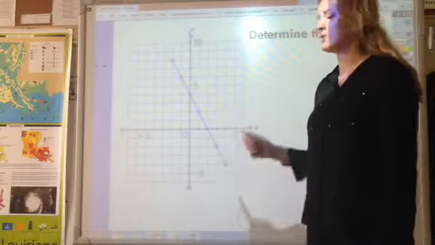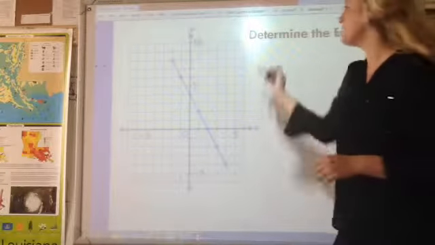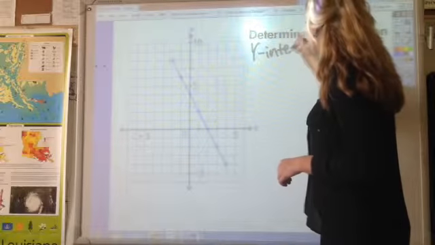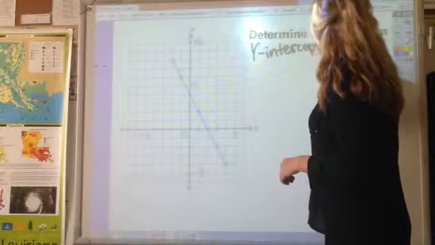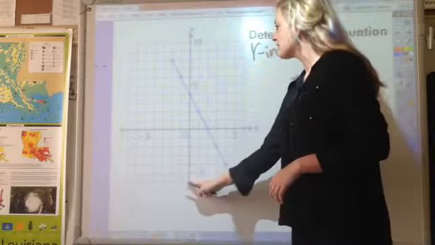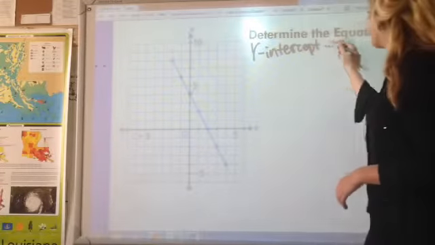the equation based on the graph. Whenever you get problems like this, always, always, always find your y-intercept first. Always, always, always. And remember, the y-intercept is the point on the y-axis where the line crosses it. So if I look at this line, I see that it crosses it at -4.